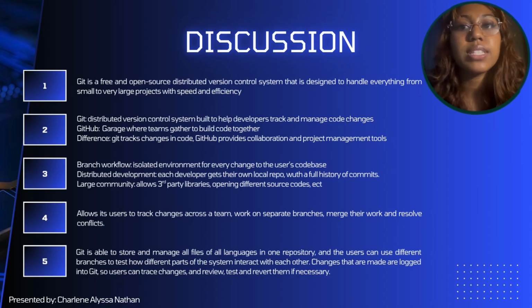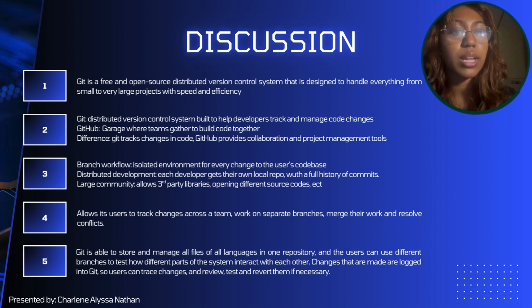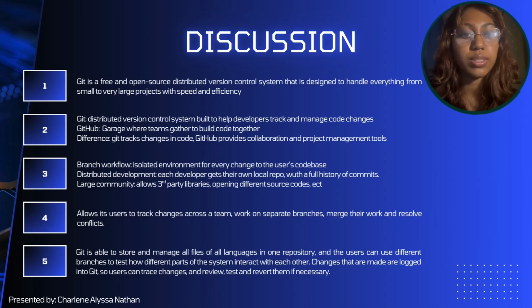Next, question 2. What is the difference between Git and GitHub? Git is a distributed version control system that is built to help developers track and manage code changes, whereas GitHub is a garage where a team gathers to build code together. Therefore, the difference is Git tracks changes in code, whereas GitHub provides collaboration and project management tools.